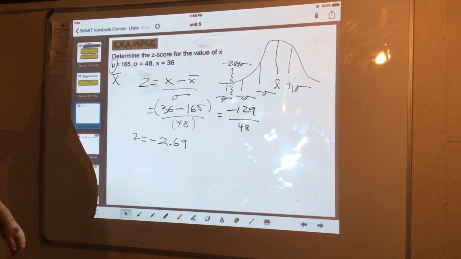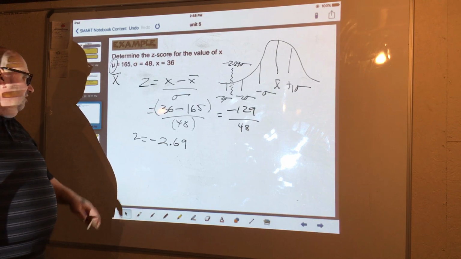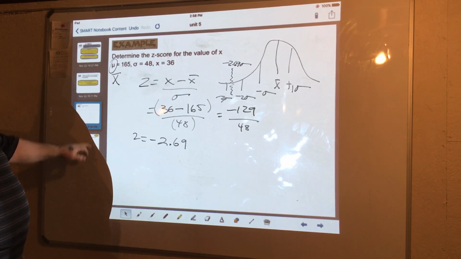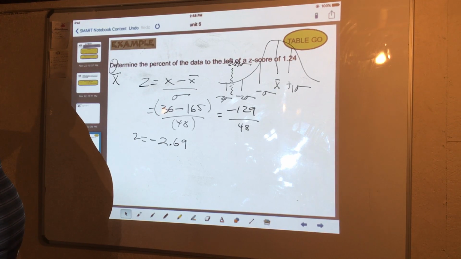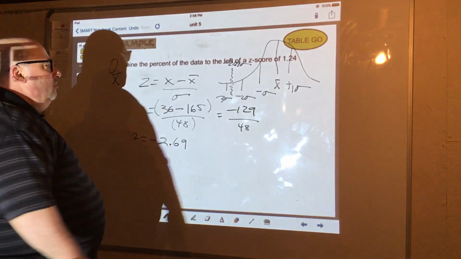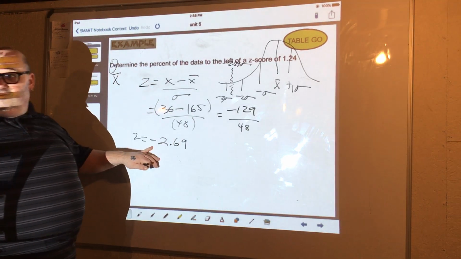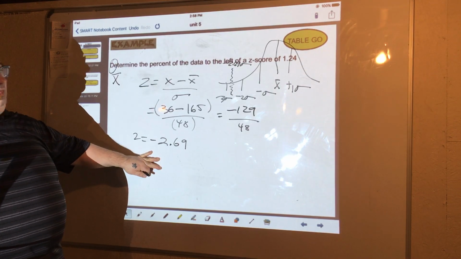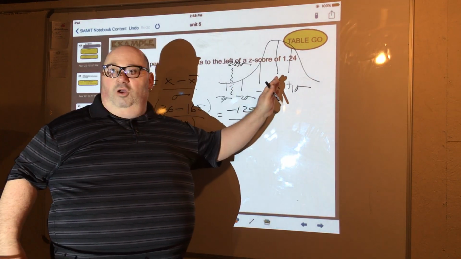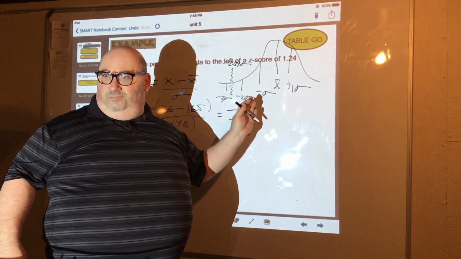Well, big deal. What is that? How does that help me? So let's go to this next slide here, and we'll come back to this negative 2.69. Remember, sometimes you're going to get negative numbers, sometimes you're going to get positive numbers. That just refers to whether it's above the mean or below the mean.